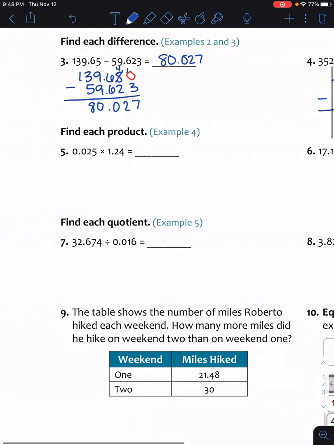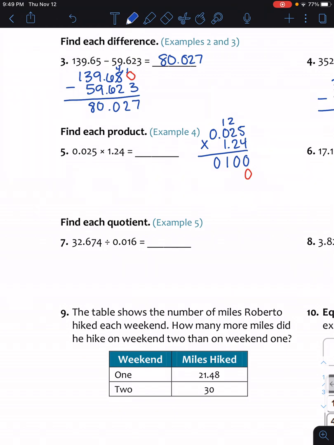Number 5 is our multiplication. Remember that it doesn't matter what order you multiply in, so I put the one with more digits on top. I just like how it looks better. So 1.24. You do not have to line up the decimals for multiplication. I'm actually going to move this over to the side. 0.025 times 1.24. 4 times 5 is 20, carry the 2. 4 times 2 is 8, plus 2 is 10, carry the 1. 4 times 0 is 0, plus 1 is 1, and then 4 times 0 is 0. Then I have to put in my placeholder 0.